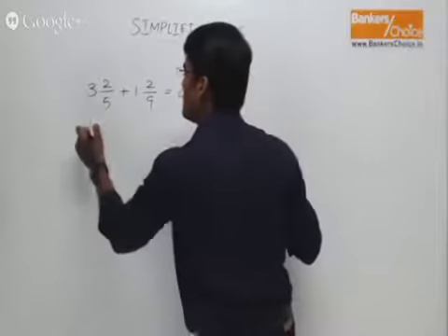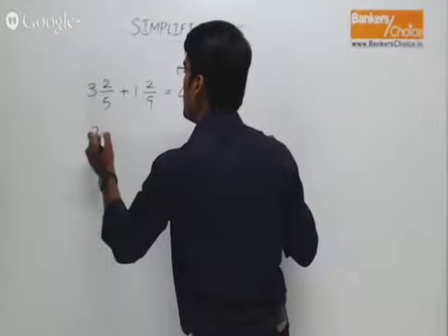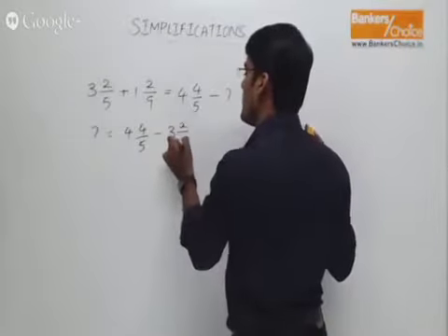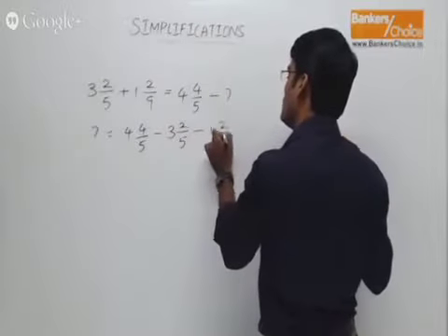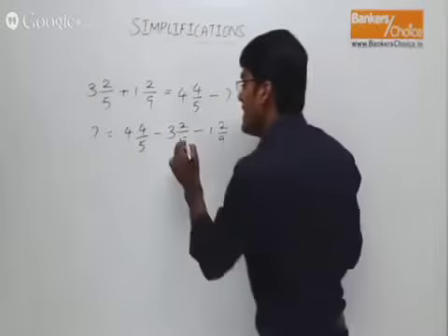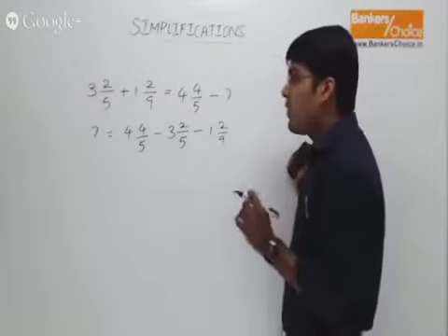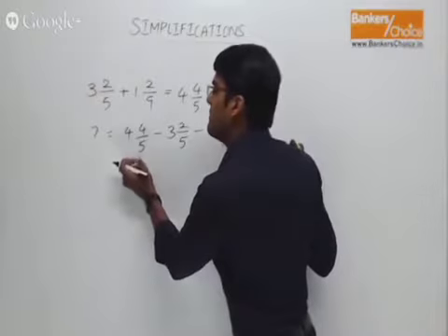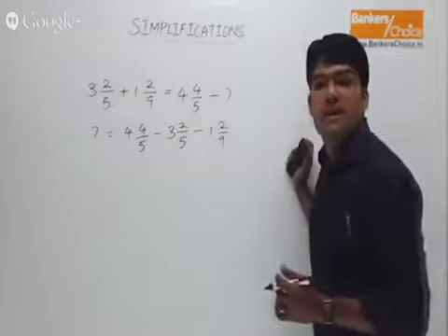So what do we do here? This will be equal to 4 by 5 minus 3 2 by 5 minus 1 2 by 9. Now let's understand how it gives us the answer faster. What do we do? As I've mentioned, split the mixed fraction into the integer part and the fraction part.